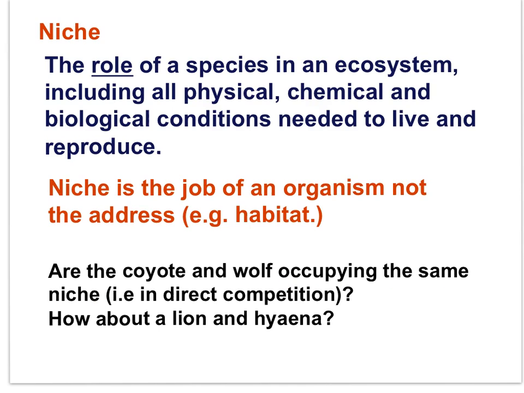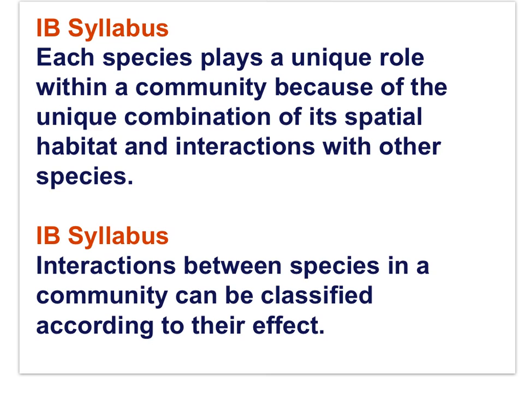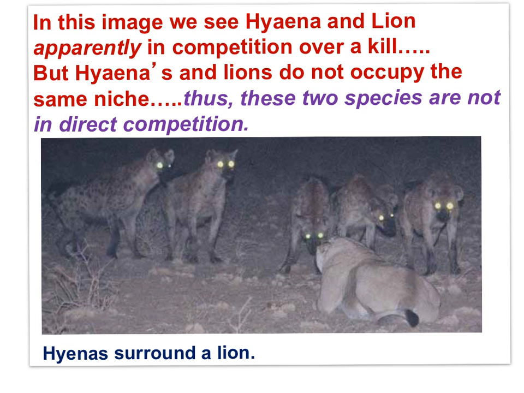How about a lion and a hyena? We'll be answering these questions in the slides to follow. But first, here are important IB syllabus statements. Each species plays a unique role within a community because of the unique combination of its spatial habitat and interactions with other species. Interactions between species in a community can be classified according to their effect. In this image, we see hyena and lion apparently in competition over a kill, but hyenas and lions do not occupy the same niche. Thus, these two species are not in direct competition.